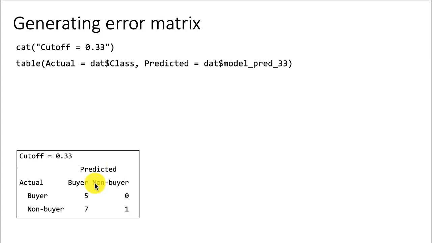It's going to say predicted buyer, non-buyer, actual buyer, non-buyer, and we're going to get 5, 0, right? So if the cutoff is 0.33, then all the 5 buyers are going to be predicted as buyers. But since the cutoff is so low, 7 non-buyers will also be predicted as buyers, right? Because the cutoff for somebody being treated as a buyer is extremely low. So that's going to happen. And only 1 non-buyer is going to be correctly predicted as a non-buyer. You can verify this by actually looking at the data.